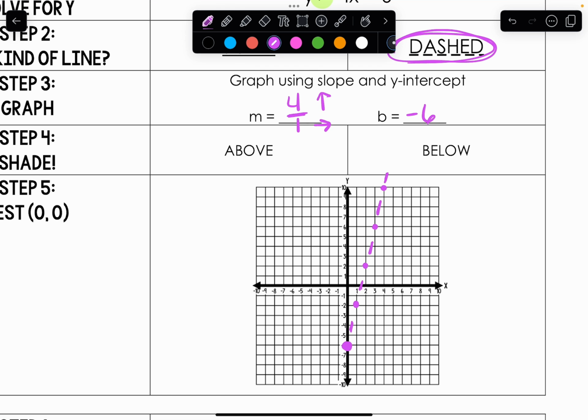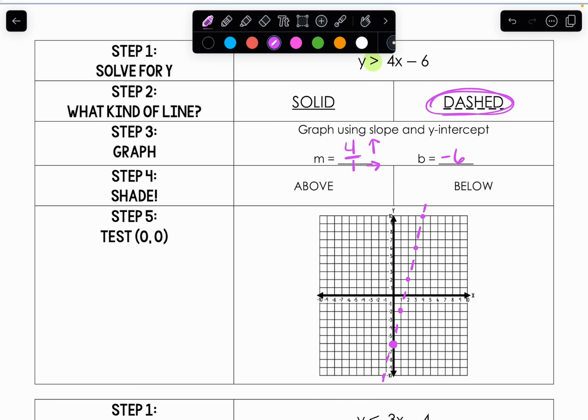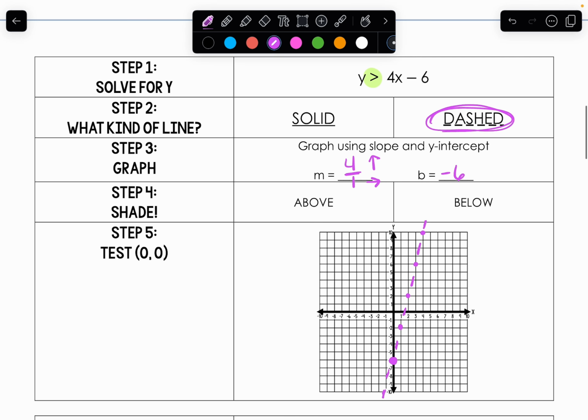Once again, it is a dashed line, so all you want to do is draw little hash marks in there. The name of the inequality is greater than.